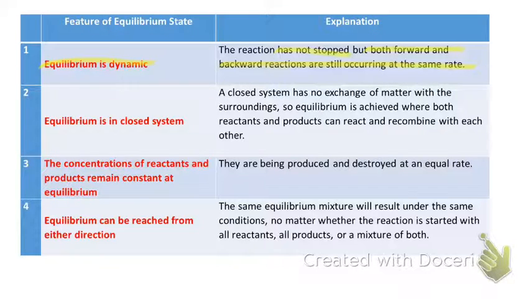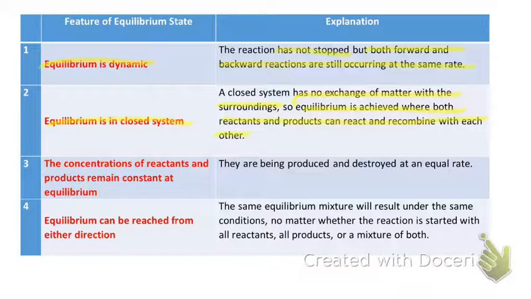Now, equilibriums work better in closed systems, and that's because in a closed system, no exchange of matter with the surroundings occurs. So equilibrium is achieved when both reactants and products can recombine with each other.